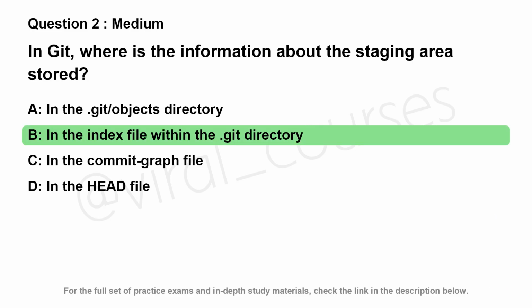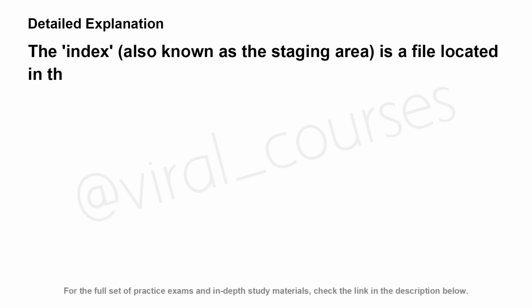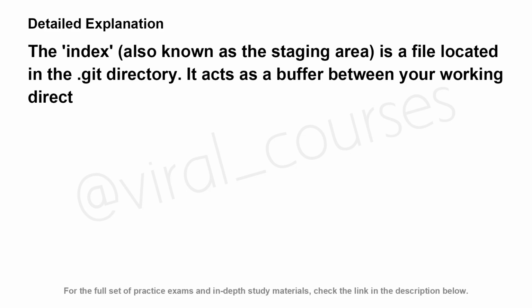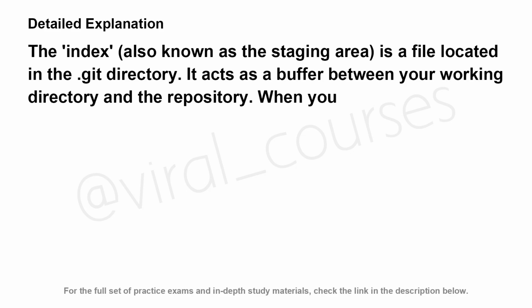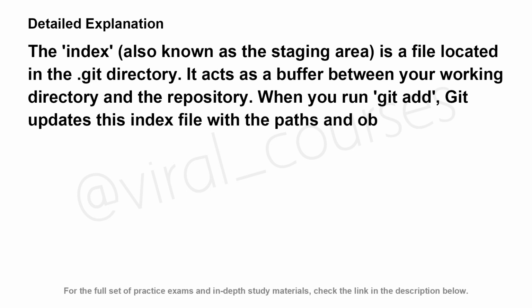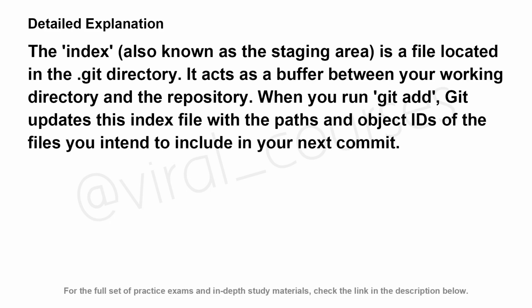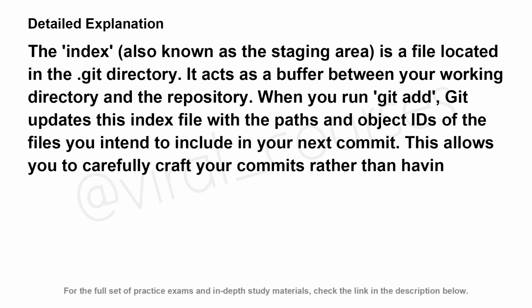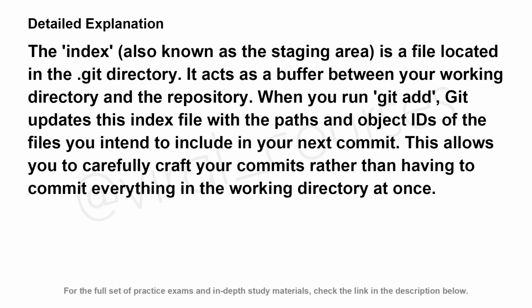The correct answer is B. The index, also known as the staging area, is a file located in the .git directory. It acts as a buffer between your working directory and the repository. When you run git add, Git updates this index file with the paths and object IDs of the files you intend to include in your next commit. This allows you to carefully craft your commits rather than having to commit everything in the working directory at once.